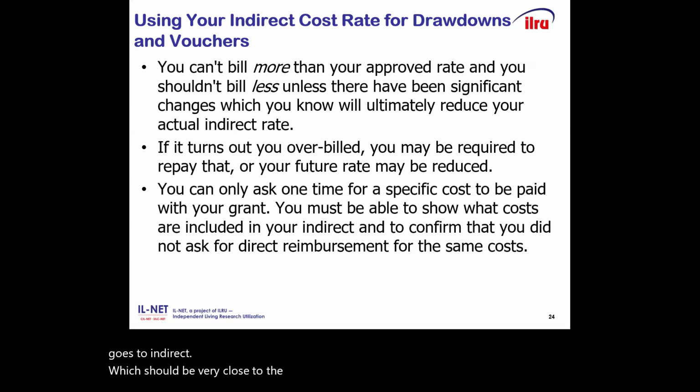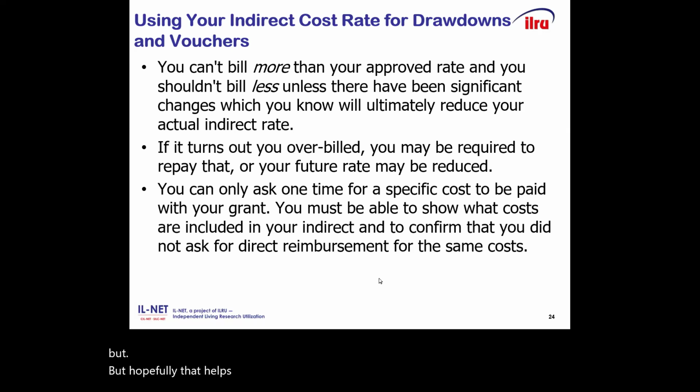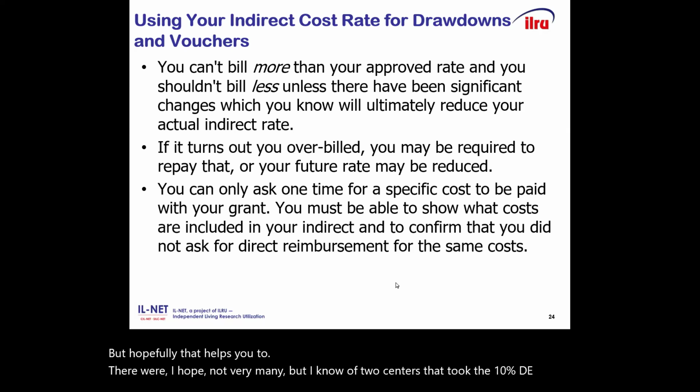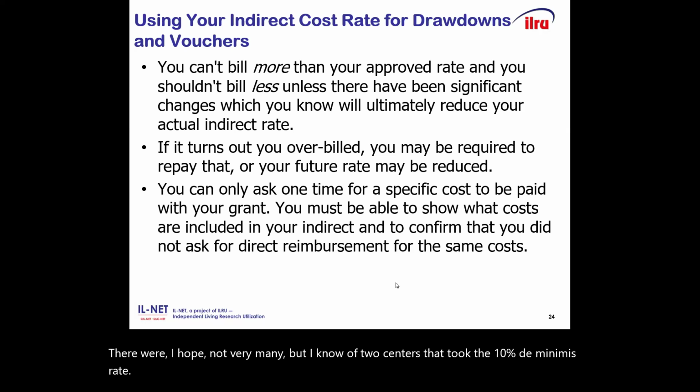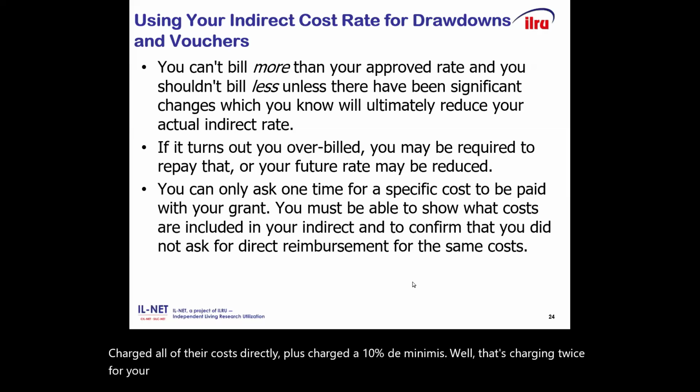And as I said, you'll justify it at the end of the year. But hopefully that helps you to think about it. So you can't charge twice. So there were, I hope not very many, but I know of 2 centers that took the 10% de minimis rate, charged all of their costs directly, plus charged a 10% de minimis. Well, that's charging twice for your indirect costs, and that's not allowed.